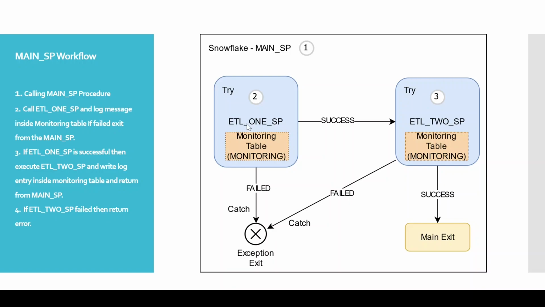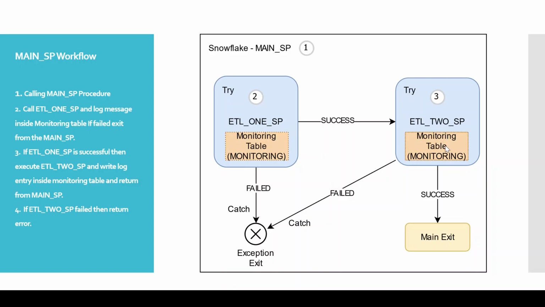Next, if our ETL_1_SP is successful, then we will execute the ETL_2 stored procedure. So this ETL2 is depending on ETL1. So if the ETL1 is successful, then only we will execute the ETL2. Otherwise, we'll simply mark ETL1 as failed and exit from the main stored procedure. So if we get the success from the ETL1 stored procedure, then we execute the ETL2 stored procedure.